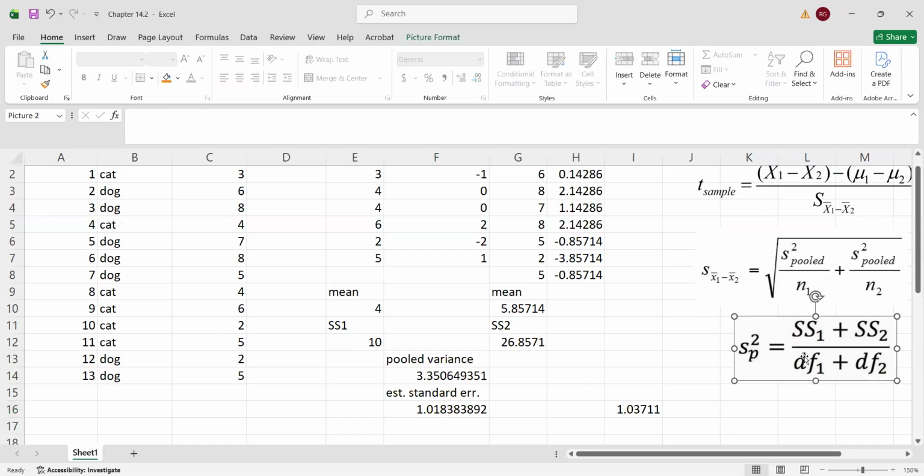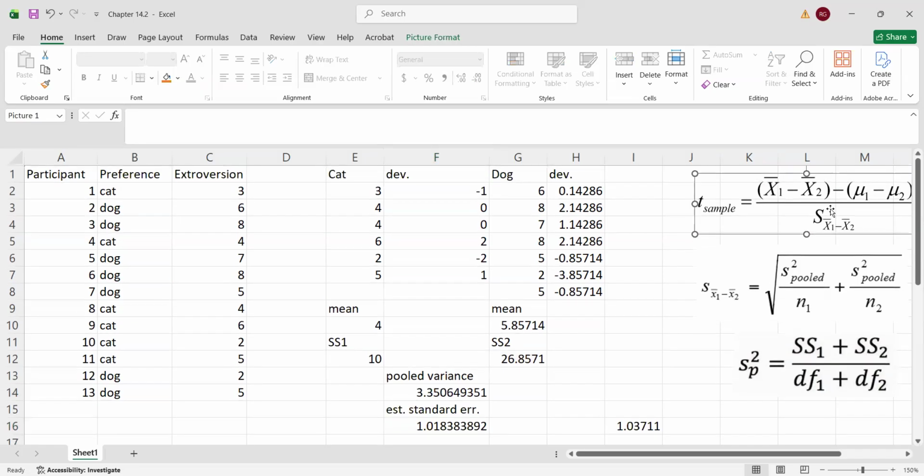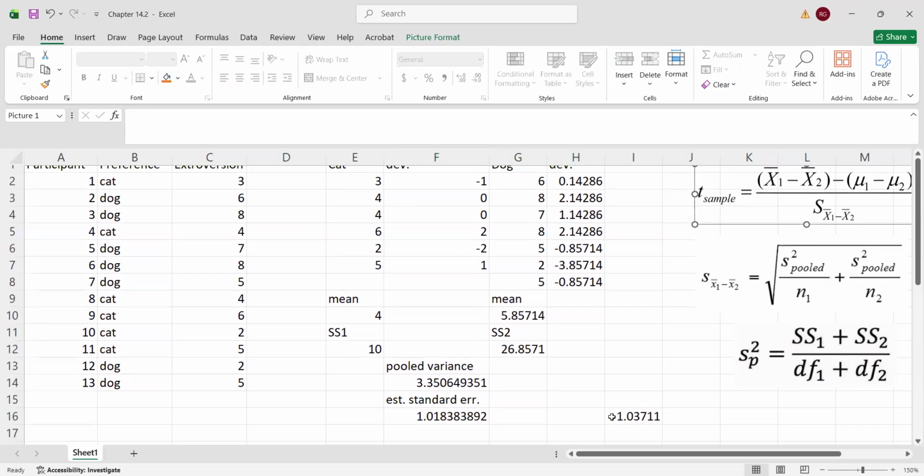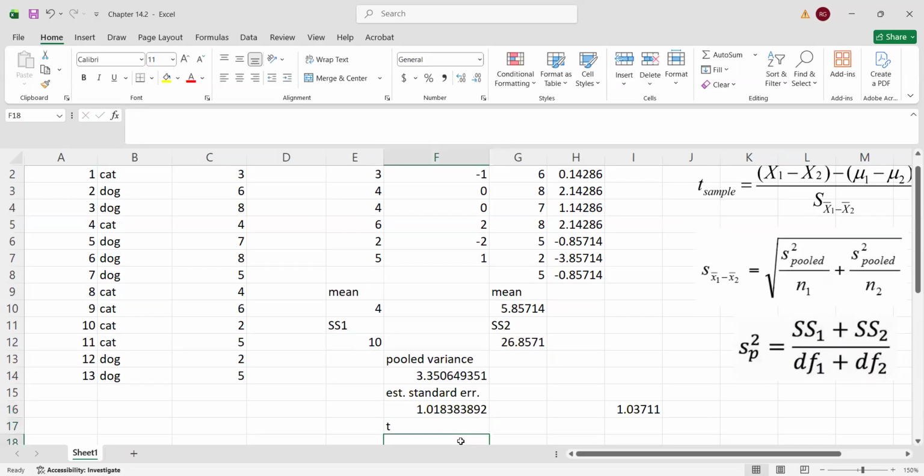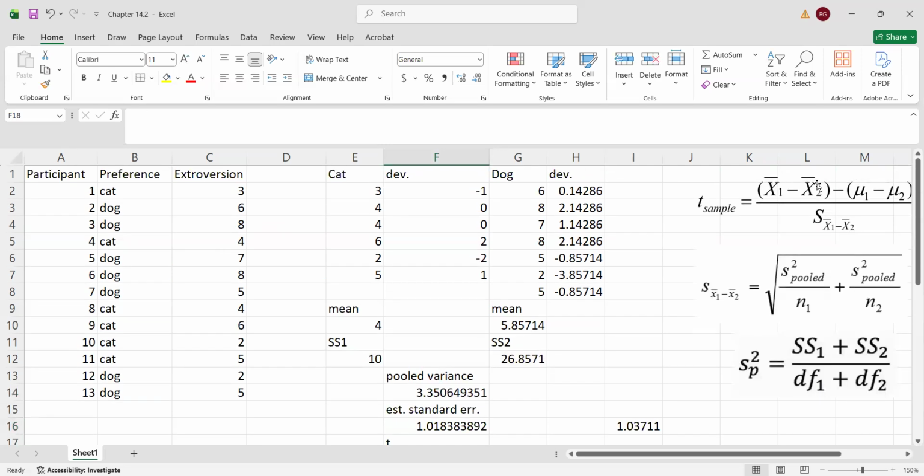All right, so nice. We're getting there, right? We had the pooled variance. We used the pooled variance to help us get the estimated standard error. And now we are ready to get our observed t-score. The observed t is equal to the mean of group one minus the mean of group two, divided by the estimated standard error.